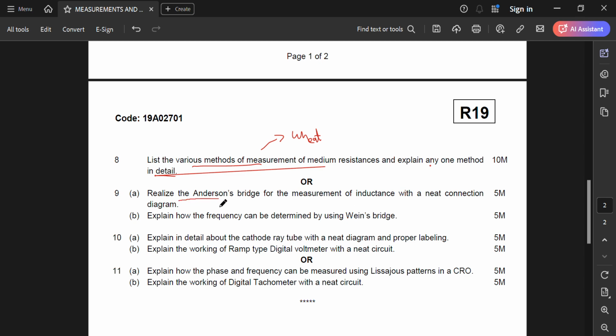Explain Anderson's bridge for the measurement of inductance. Anderson's bridge, you have to draw phasor diagram also. Phasor diagram of Anderson's bridge also carries 2 or 3 marks, but it is for 5 marks. Phasor diagram 1 mark, circuit diagram 1 mark, and derivation 2 marks. Like that they can divide Anderson's bridge, Maxwell's bridge, Schering bridge, and Wien's bridge. Frequency can be determined by using Wien's bridge. If you learn all these bridges, you can easily answer unit 4.